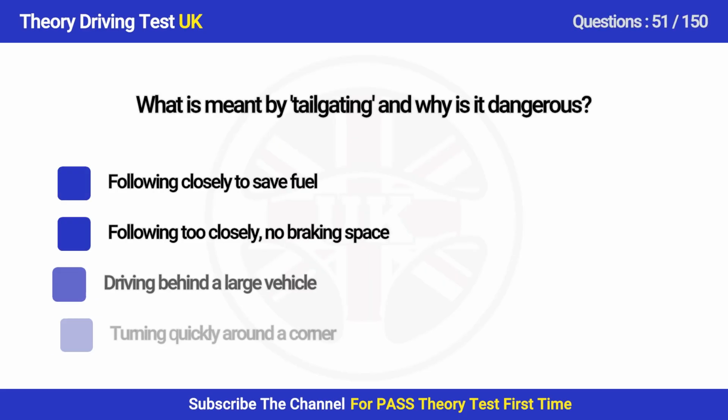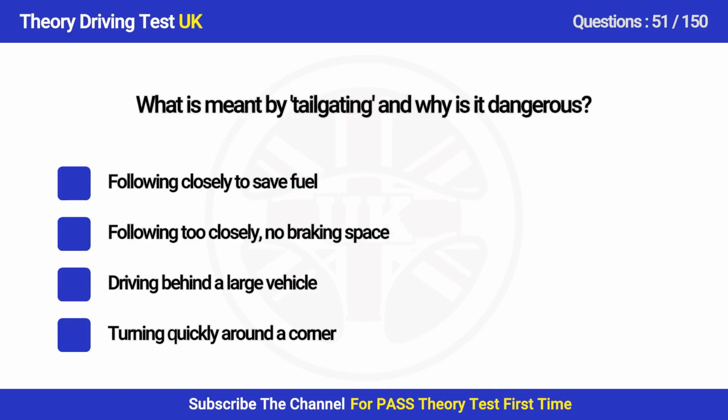Question 51. What is meant by tailgating and why is it dangerous? A. Following closely to save fuel. B. Following too closely, no braking space. C. Driving behind a large vehicle. D. Turning quickly around a corner.